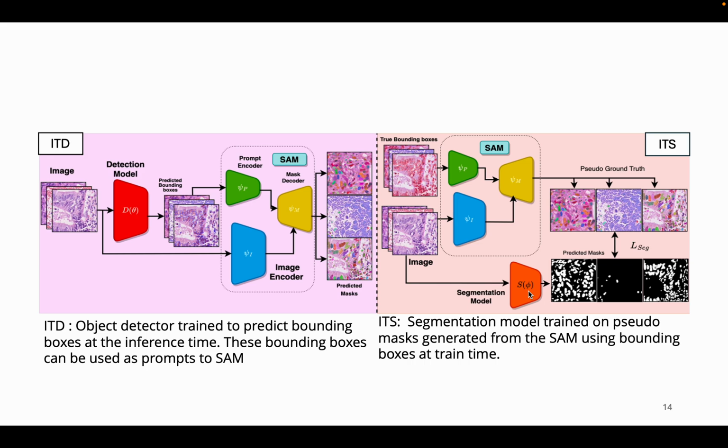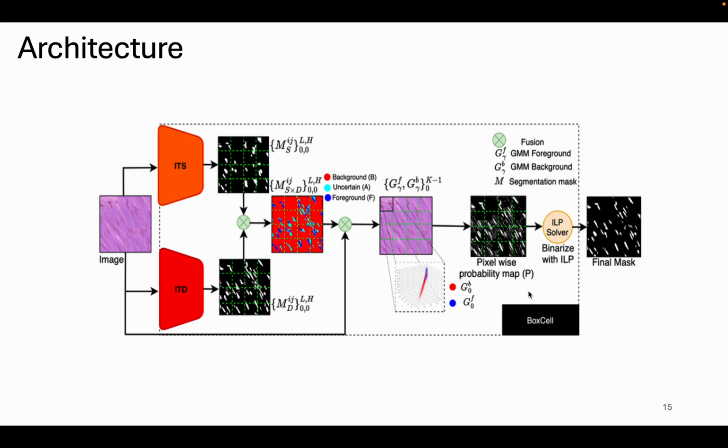and we compare it with the ground truth segmentation mask. This ITS is trained on the segmentation mask which was generated using ground truth bounding boxes. Here is the complete architecture. We basically try to merge the complementary strength of ITS and ITD using an ILP formulation.